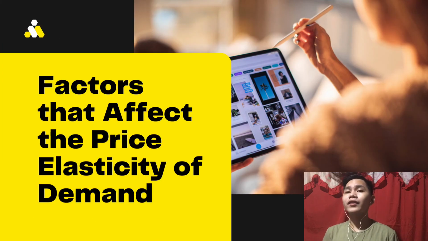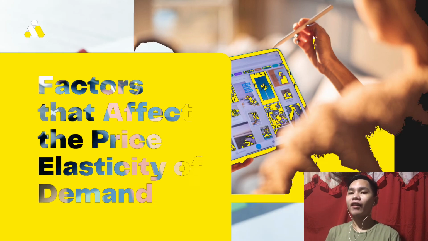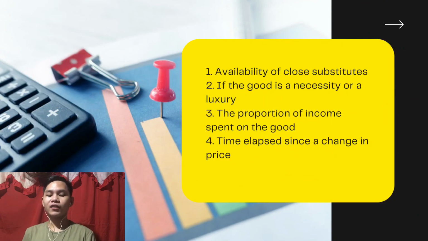We're now on the last topic of this lesson, which is the factors that affect the price elasticity of demand. Here are the four factors. First is the availability of close substitutes. Second is whether the good is a necessity or a luxury. The third is the proportion of income spent on a good. And lastly, the time elapsed since a change in price.